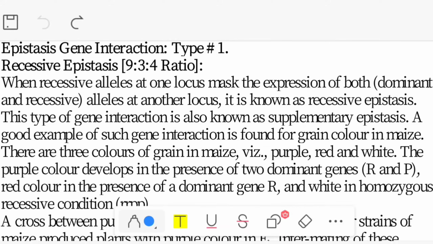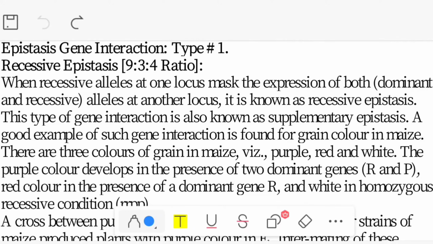First thing first, we should know the definition of epistasis. Basically, epistasis is a type of gene interaction in which one gene masks or suppresses the action of the other gene. Epistasis has a lot of different types, but today we'll be dealing with the first two types, called recessive epistasis and dominant epistasis.